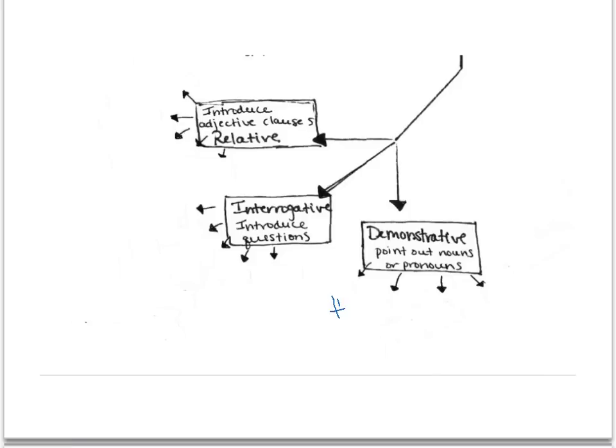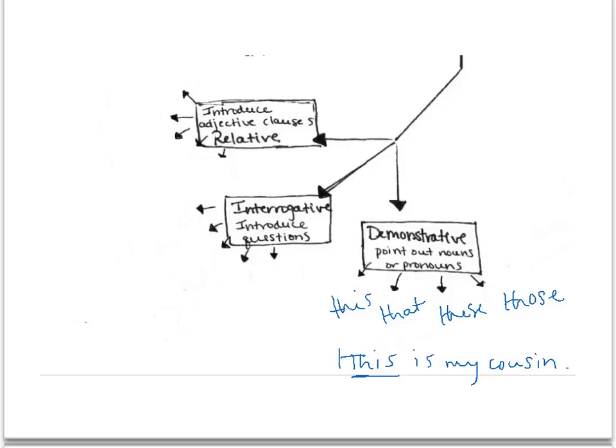The examples are this, that, these, and those. An example sentence: this is my cousin. This is actually pointing out cousin. With demonstrative, you almost have to imagine that two people are talking and somebody's actively pointing at something, because it's the act of pointing it out that the pronoun is doing.